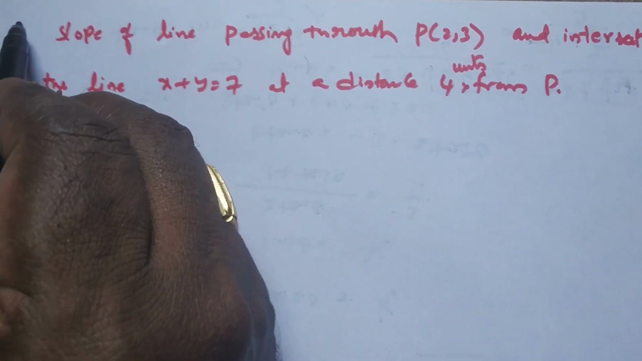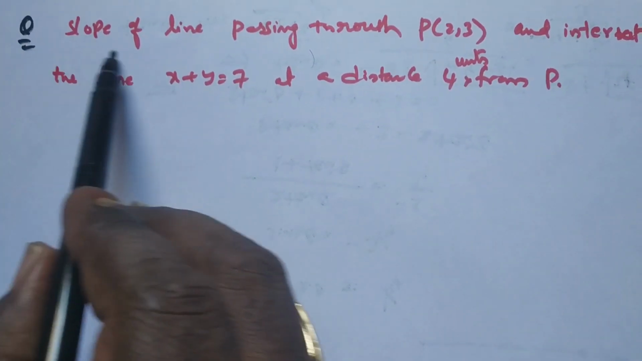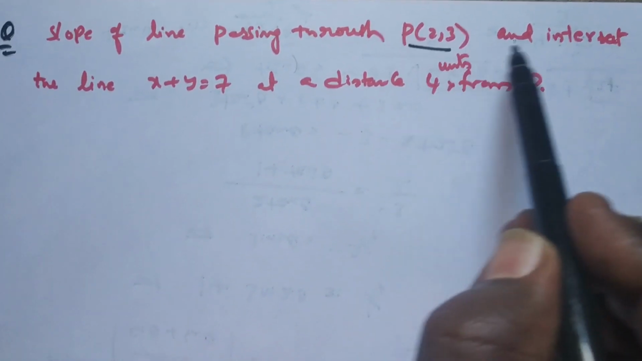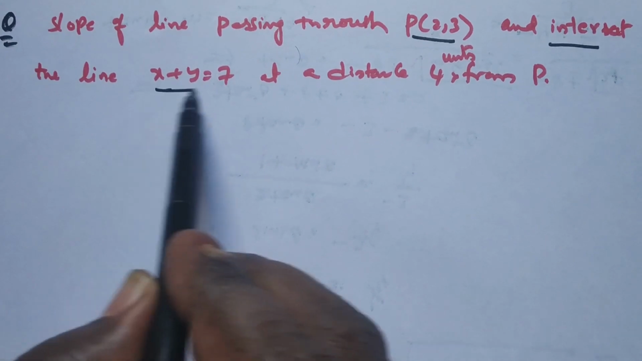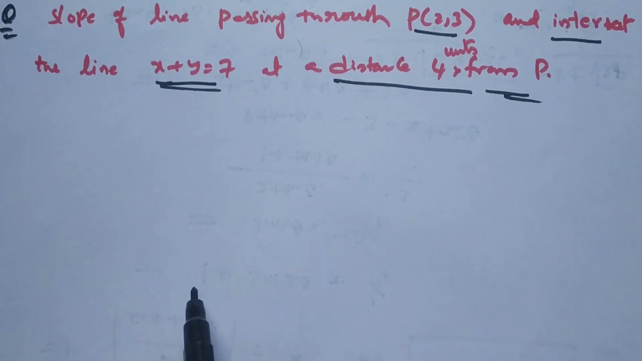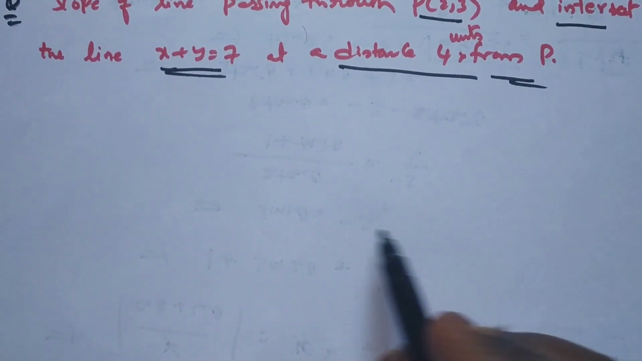Hello students, see this question. Find the slope of the line passing through the point (2, 3) and intersecting the line x plus y equal to 7 at a distance of 4 units from P. It is not perpendicular distance.